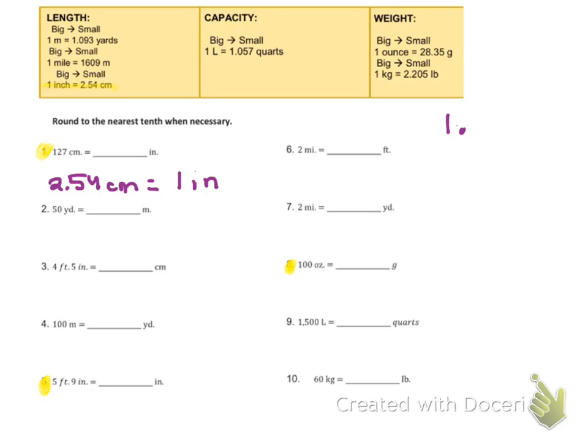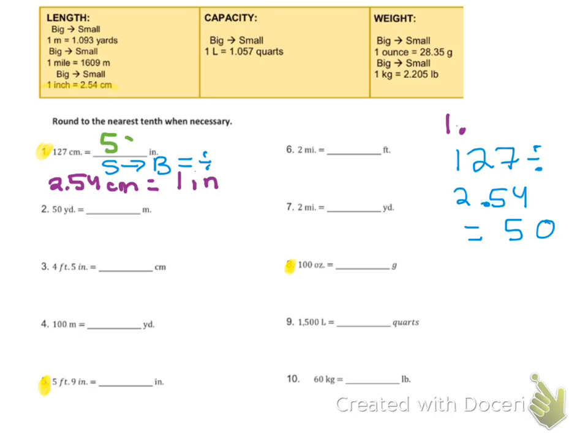Now we're going to say whether we're going from big to small or small to big. A centimeter is smaller than an inch, so we are going from small to big, which means we are going to be dividing. So we're going to take 127 and divide it by 2.54. You can do that on your calculator, and you're going to get 50. That's important to remember: your units are inches, so write in 50 inches. And that is it for question one. I'm going to continue on this page for the other two problems as well.